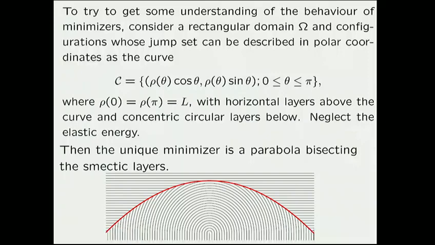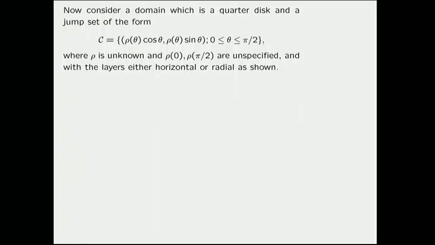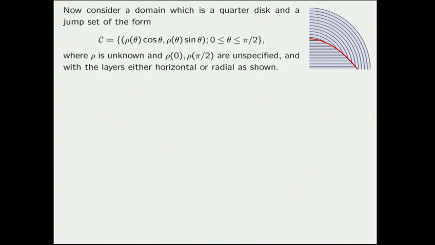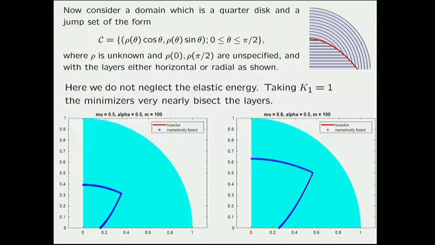Right. Now let's do something a little bit more realistic. We take a domain which is a quarter disk and a jump set now which is going to be defined for theta between 0 and pi by 2. Underneath we're going to have the layers horizontal, and above they're going to be radial layers. Now we don't neglect the elastic energy, and it turns out that the minimizers very nearly match. These are the predicted ones and the simulated ones, and you really can't tell the difference.